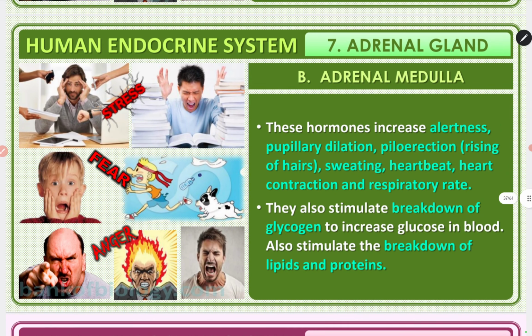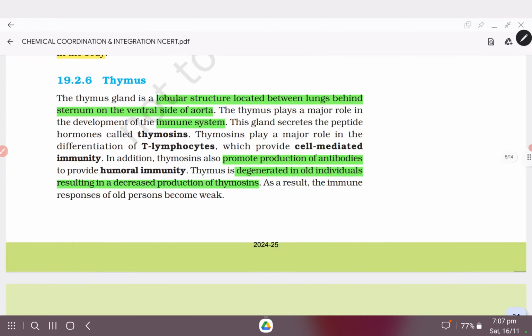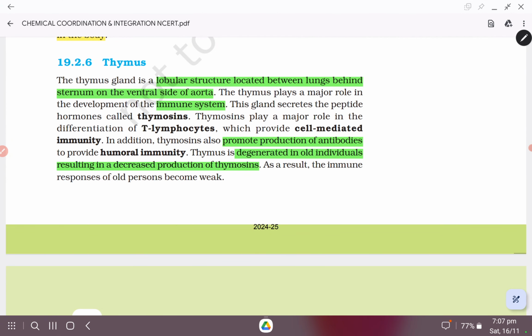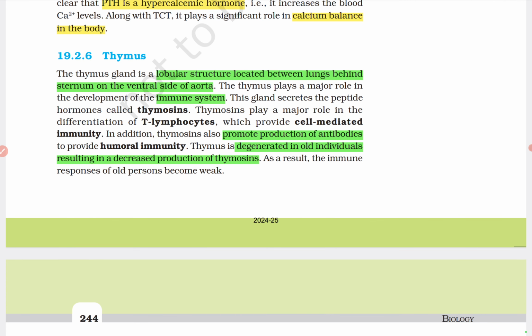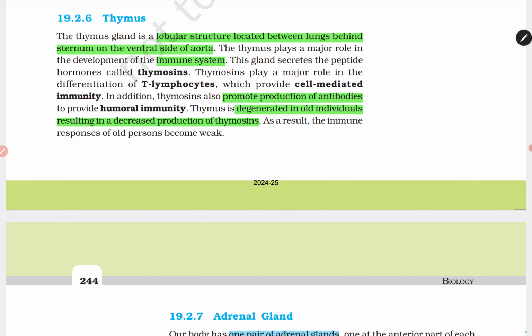Before starting the pancreas, let's see what the NCERT says. Here again, the thymus gland is a lobular structure located between the lungs, behind the sternum, on the ventral side of the aorta. It plays a major role in the development of the immune system. This gland secretes the peptide hormone called thymosin and plays an important role in differentiation of T lymphocytes, which provide cell-mediated immunity. In addition, thymosin also promotes production of antibodies to provide humoral immunity. The thymus degenerates in old individuals, resulting in decreased production of thymosin.